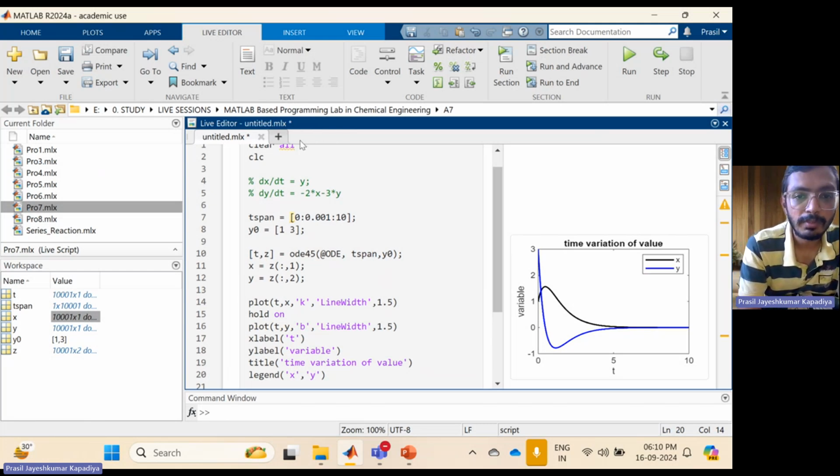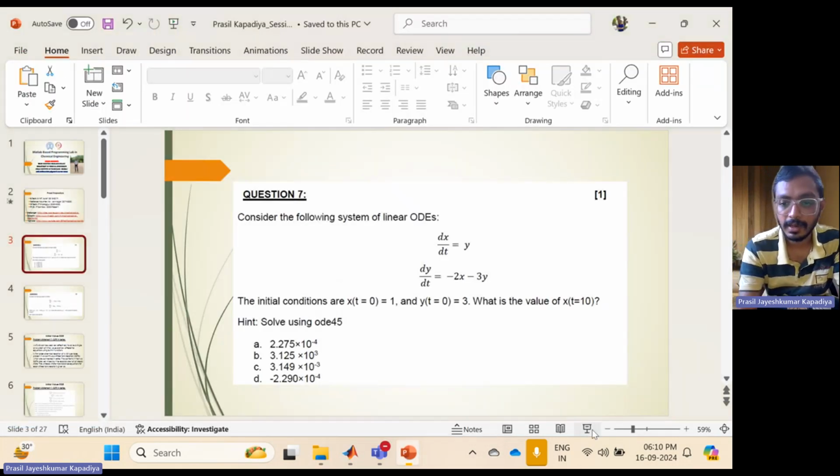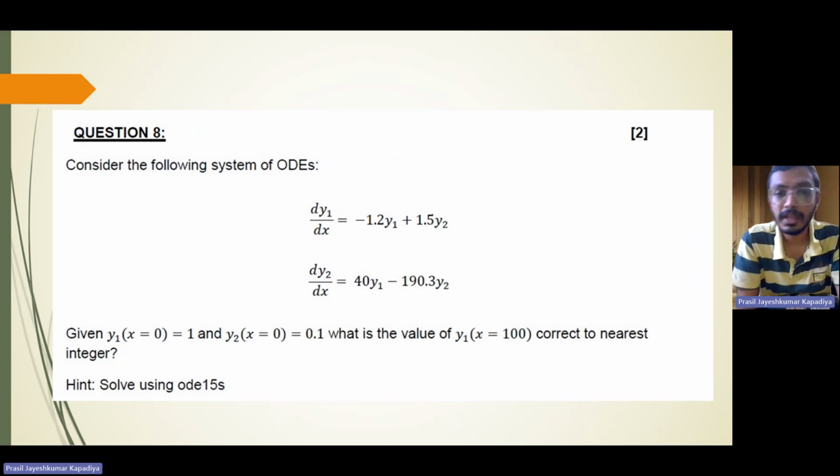Let's take one more problem and learn how to do it. We can easily solve our today's example statement. So the second problem is: consider the following system of ordinary differential equations. First one is dy1 by dx is equal to minus 1.2 y1 plus 5 y2, and dy2 by dx is 40 y1 minus 190.52. Given at x is equal to 0, my y1 is equal to 1 and y2 is equal to 0. So what is the value of y1 at x is equal to 100?